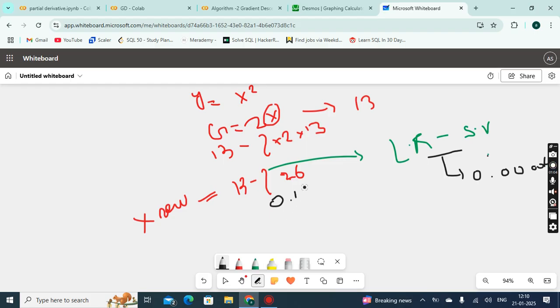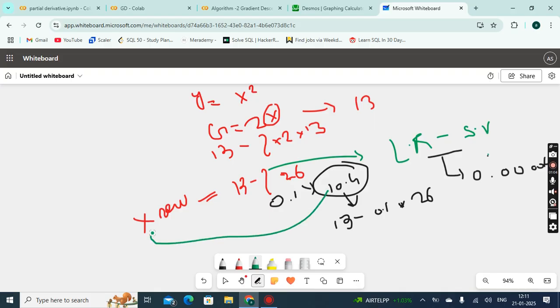So approximately when I solve this thing, I get around 10.4. If I just rewrite the whole thing again, so 13 minus 0.1 into 26. So 0.1 into 26 is around 2.6. 13 minus 2.6 is around 10.4. If you just do a calculation, then if it is also wrong, then put the actual value, right? So now when you get this 10.4, this 10.4 becomes your new x.